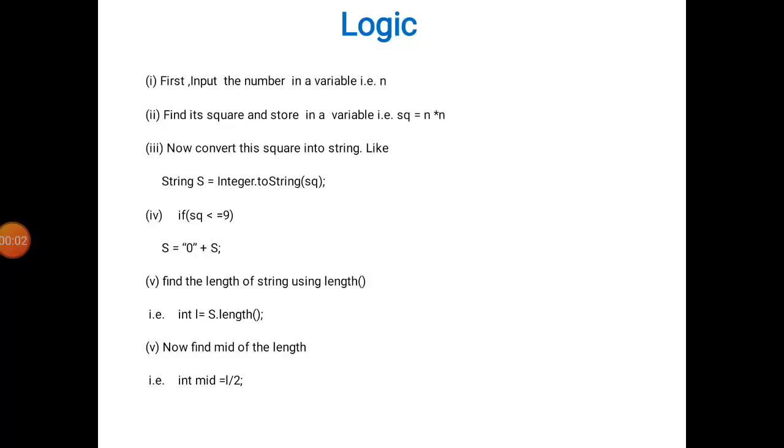Now find the length of the string using the length function and store it in another variable L. By this we get the number of digits in the square. For example, int L is equal to s.length. Now we find the mid of the length by dividing it by 2. For example, int mid is equal to L by 2.